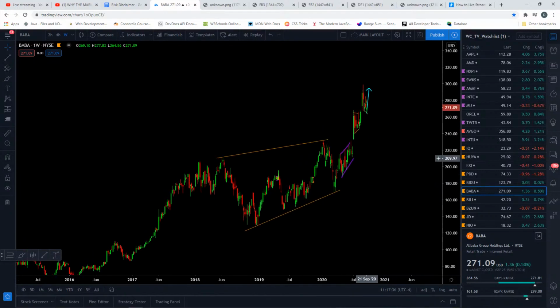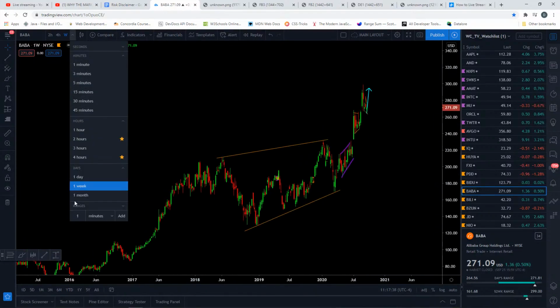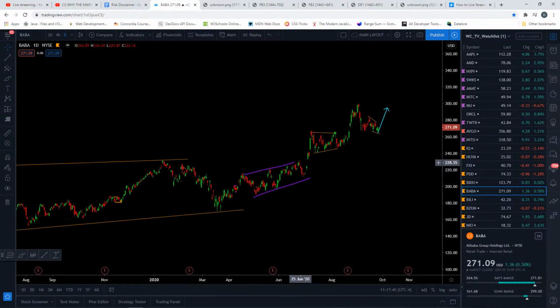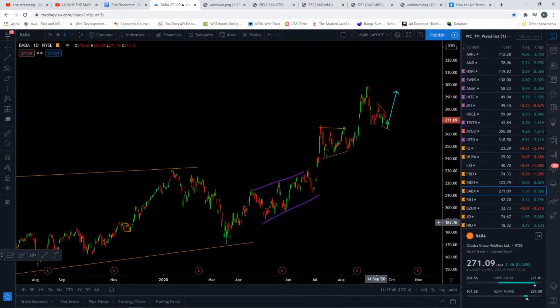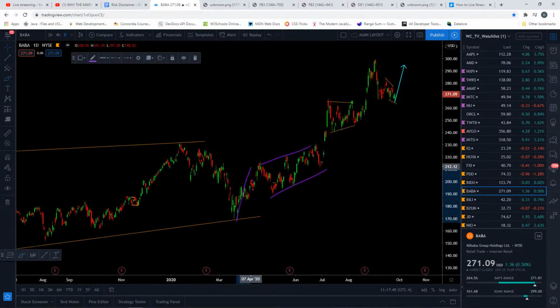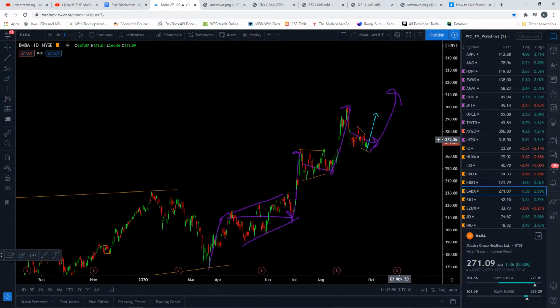Baba was amazing, right? So we got the downside. I said buy here, and it went all the way back up. So you can see spike, sideways, spike, sideways, spike. So we're looking for another spike.